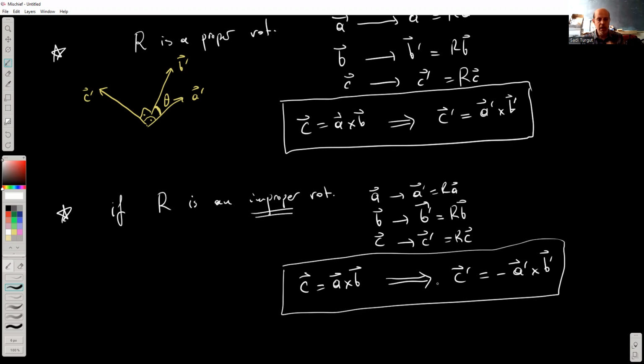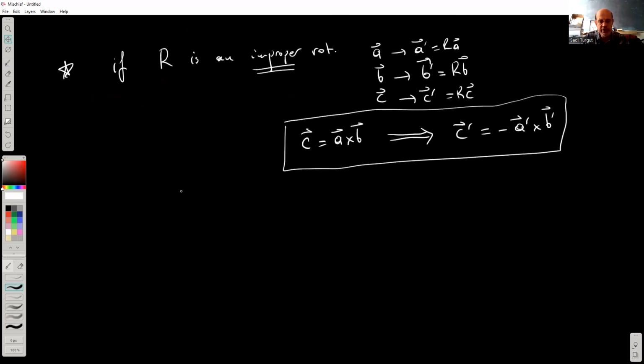Okay. So how do we do this? Well, basically, inversion is an example, right? Inversion. In that case, every vector is transformed into the A prime vector, which is basically J applied on A, that's equal to minus A. So all vectors change sign.